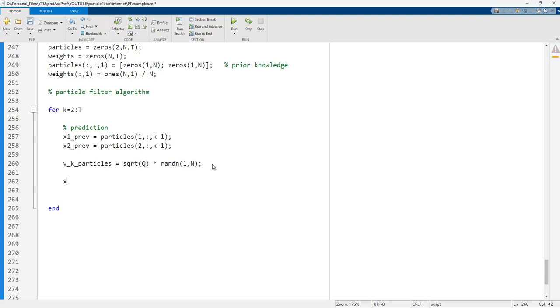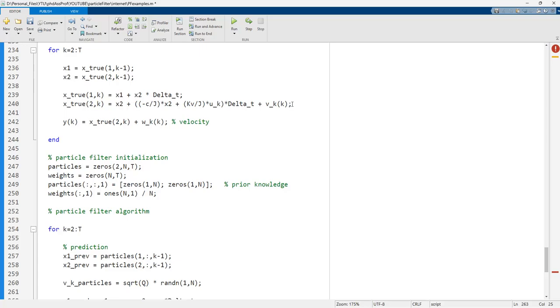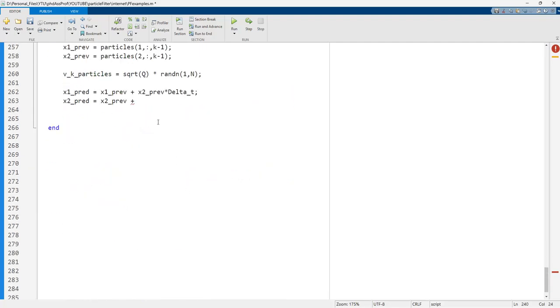So after that x1 pred must be equal to the x1 previous value plus x2 previous value times delta t, and x2 pred is equal to the x2 previous value plus, in simple form, we can write this equation here. This is the same as before with C over J, but this is the x previous value, this is the uk, and also we need to add the vk particles at each time.